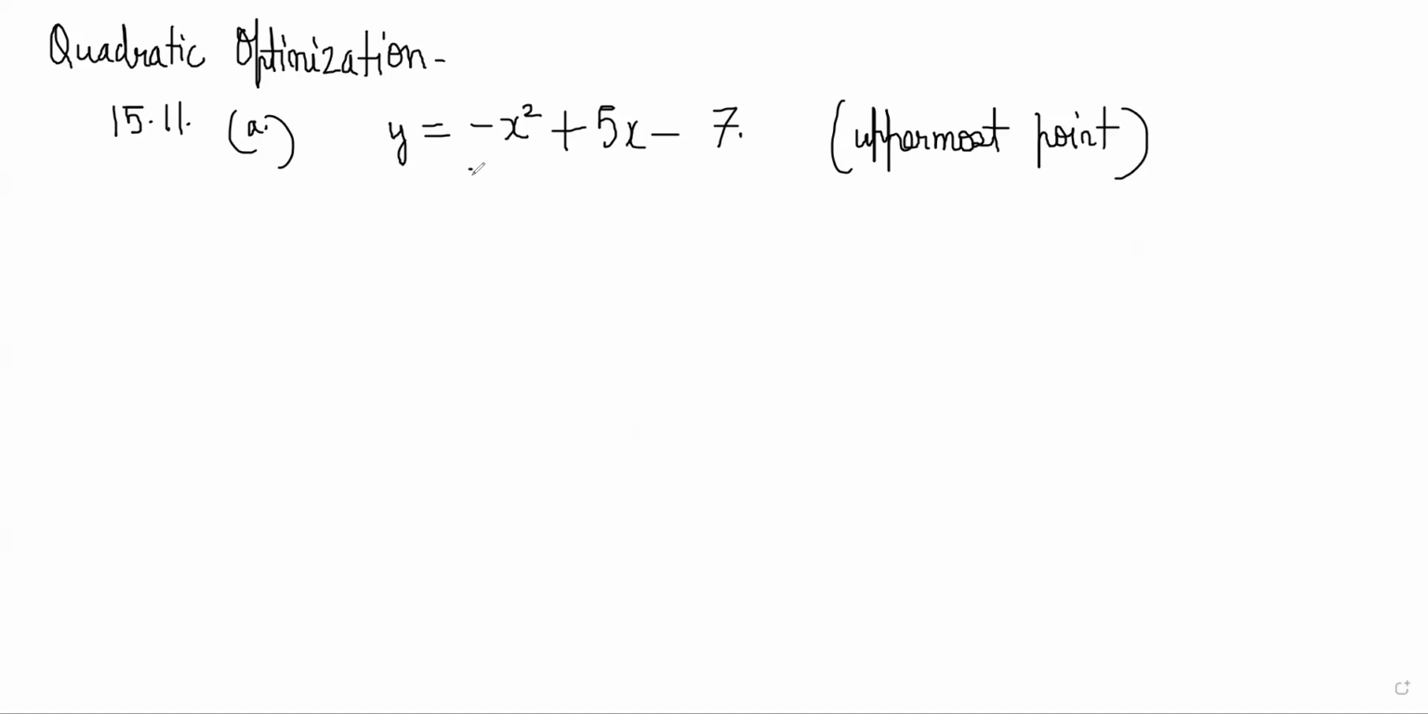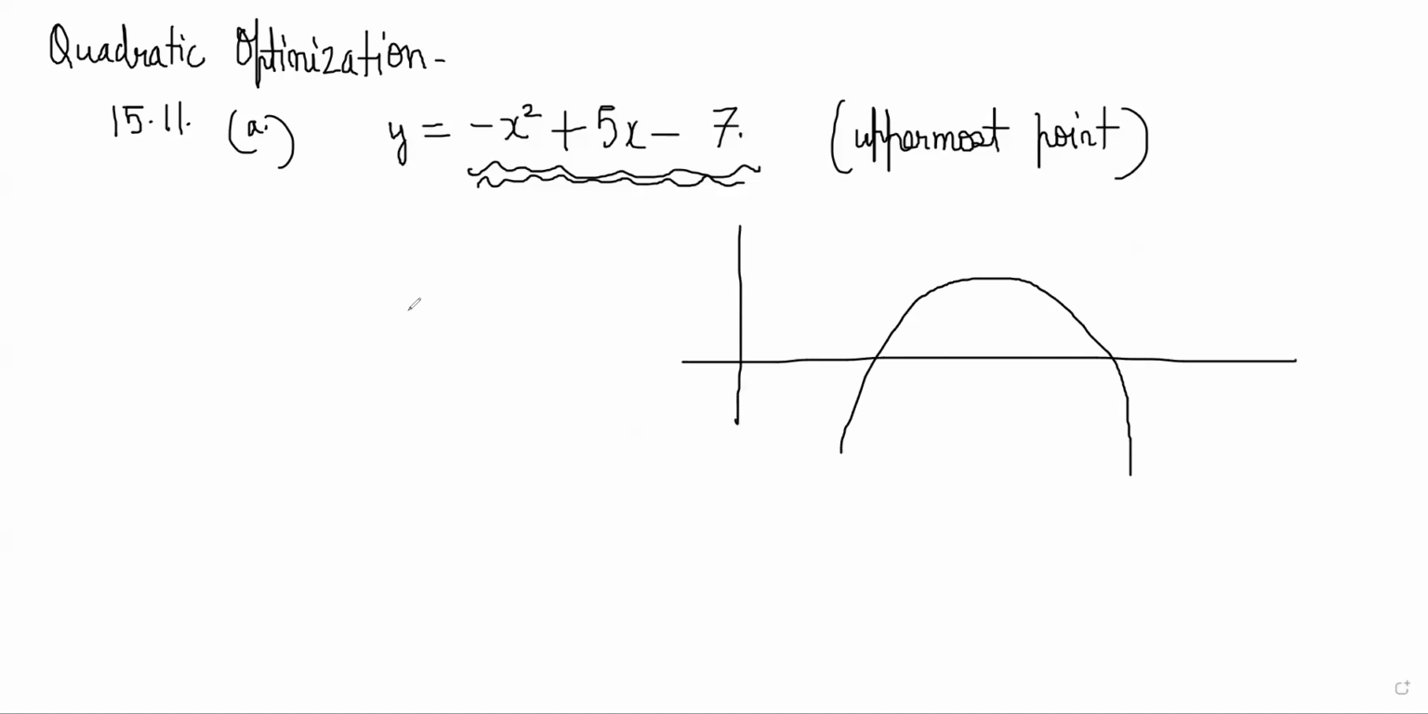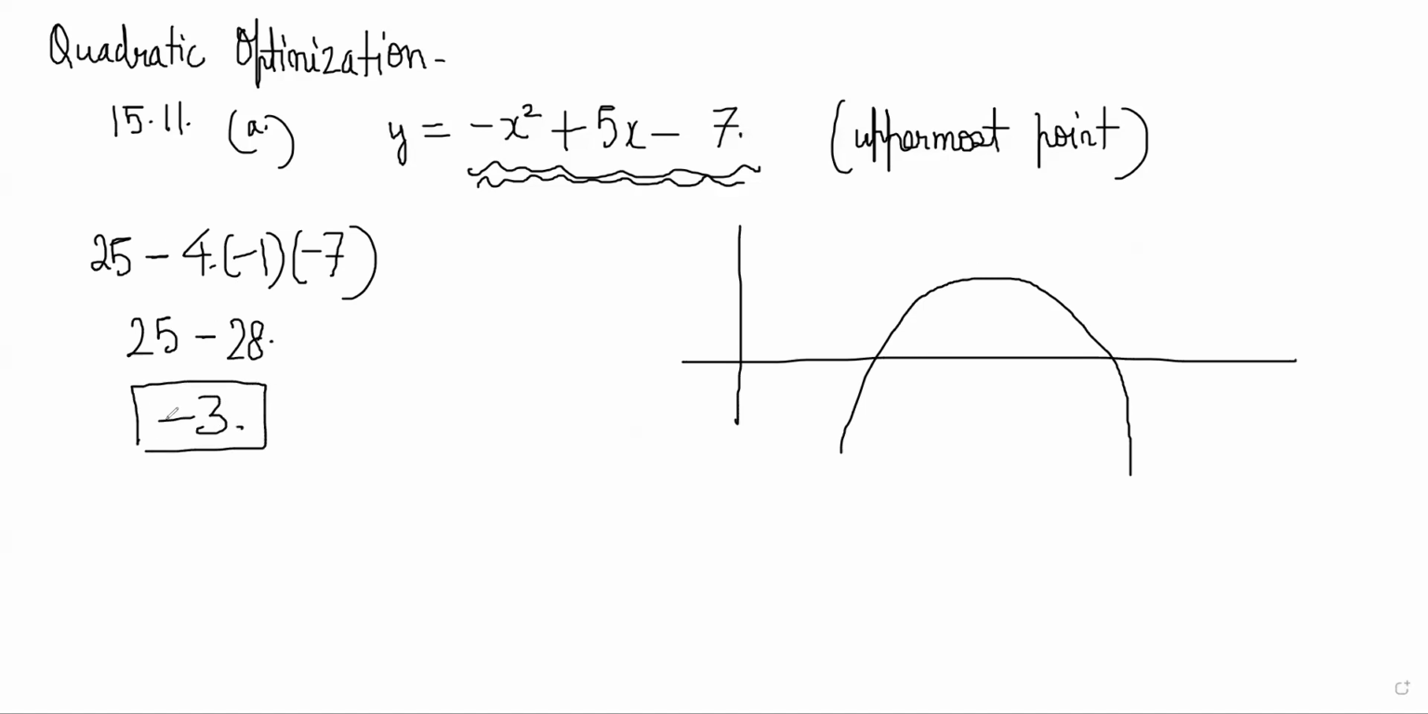So what kind of graph is going to happen here when this is my quadratic? A downward facing graph? Because the first coefficient is negative, right? So the graph should be somewhat like this, not an upward facing graph, correct? Also, I will check the discriminant first. So 25 minus 4 into minus 1 into minus 7, right? Notice that it is 25 minus 28, so it is negative 3.